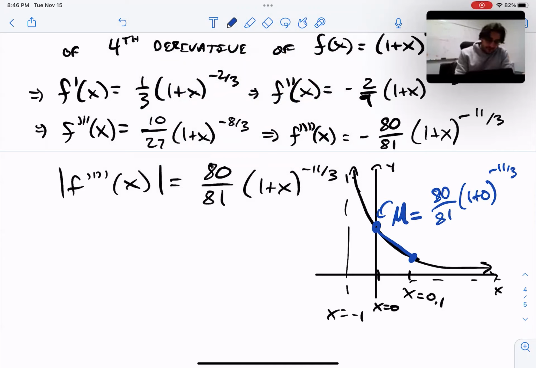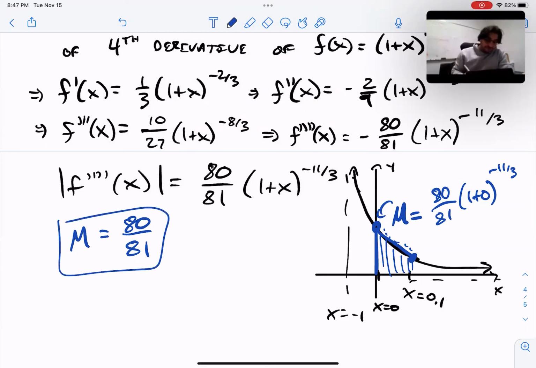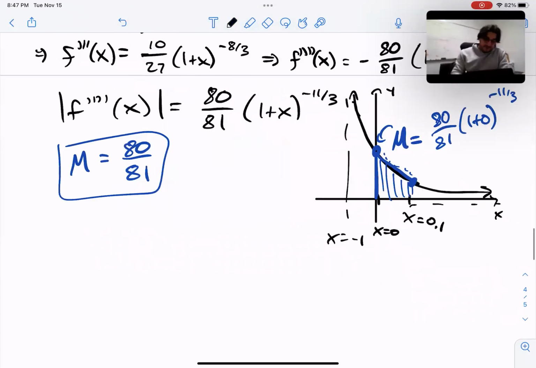So here, if I clean that up a little bit, what is M? Well, it's just 80 over 81, because the right-hand endpoint is smaller. Anytime you go past that left-hand endpoint, all of these y values are smaller than that very first one. And the 1 to the minus 11/3 vanishes. That's just times 1. So there's our value of M. So now we actually have everything to plug into Taylor's error theorem. So plugging in all the pieces, what do we have?